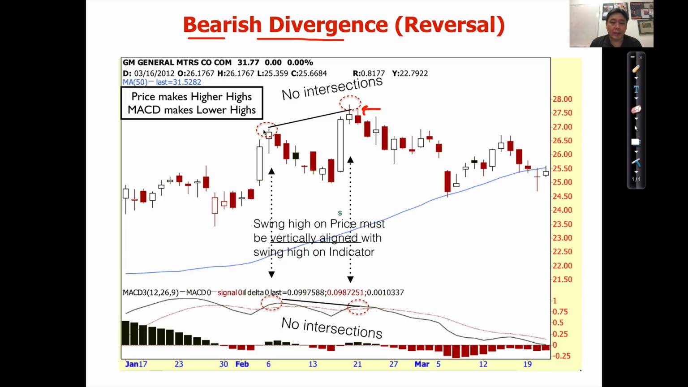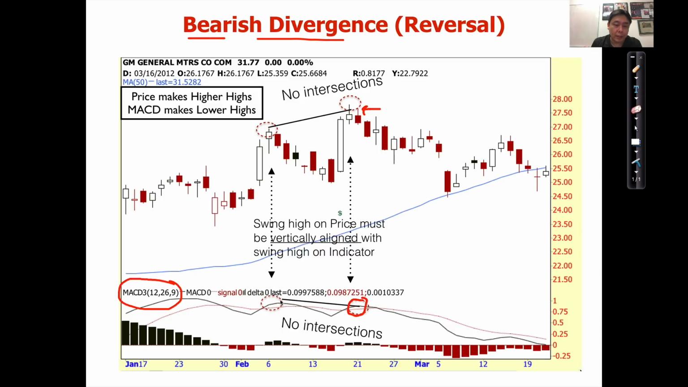Now, as I connect these two swing highs, I look down at the indicator. In this case, the indicator I'm using happens to be the MACD indicator, right? So I'm also looking for the two swing highs on the MACD, and they must be vertically aligned to the two swing highs on the stock price. So in this case, you can see that MACD made a swing high over there. And we're looking at the black line, by the way. The black line is the MACD line, okay?